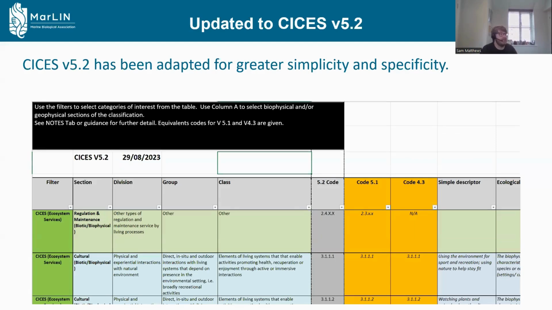We've also updated our classification codes for our ecosystem services from 5.1 to 5.2. And this essentially has two benefits. Firstly, it has allowed for greater simplicity and specificity in the data we can provide in the USM, and also it future-proofs the USM moving forward, as it has the most up-to-date classification system in its database.